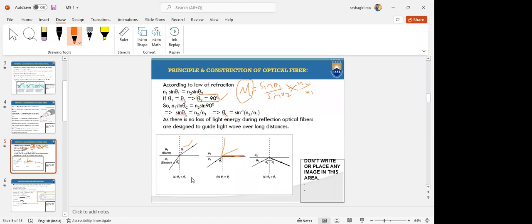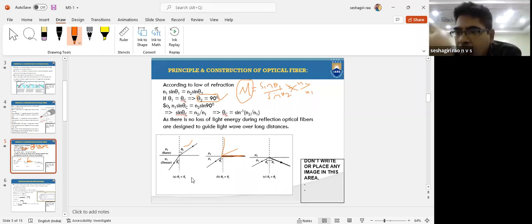This is because the refracted ray is becoming perpendicular to the normal. Therefore theta 2 equals 90 degrees. When theta 2 equals 90 degrees, we say that the angle is the critical angle. The angle where the refracted ray becomes 90 degrees is called the critical angle. That's why we write theta 1 equals theta c. Therefore n1 sin theta c equals n2 sin 90 degrees.